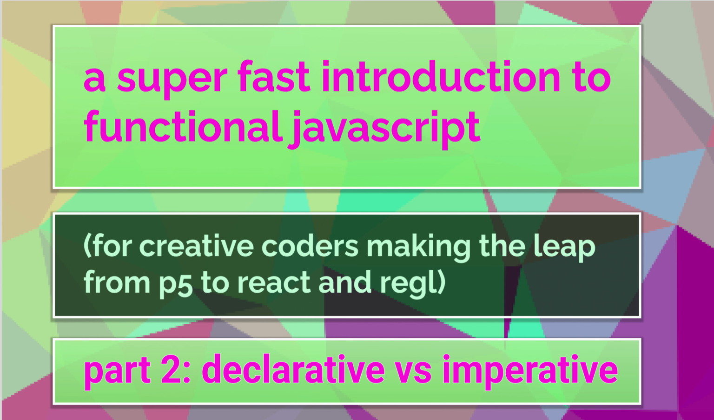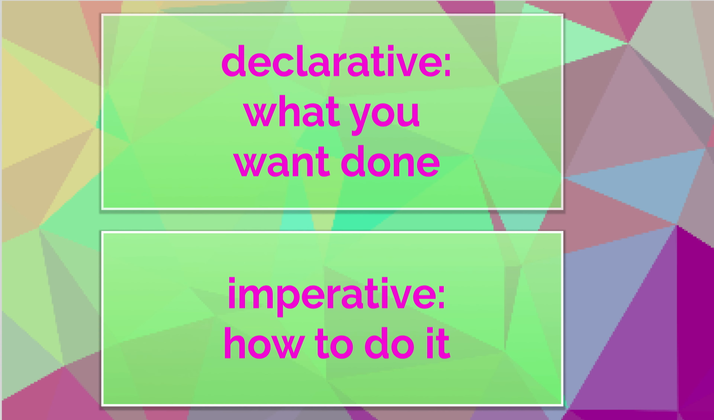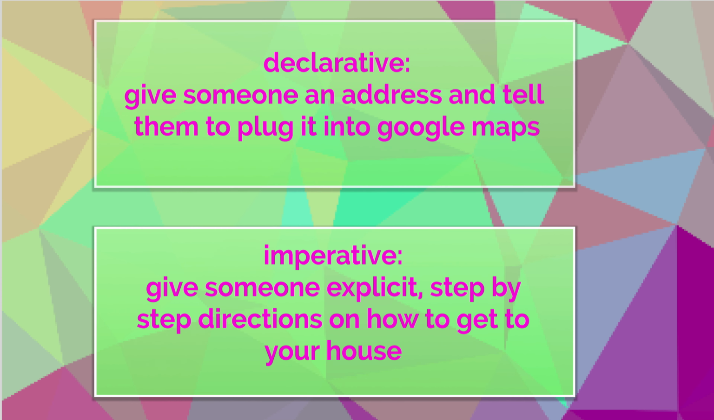So first of all, what is declarative JavaScript? When people talk about React, they say it's declarative UI development, and similarly with Regal, it provides a declarative API for WebGL. So what does that mean? That means it's the difference between code which allows you to say what you want done versus code which sort of forces you to provide every step of the process.